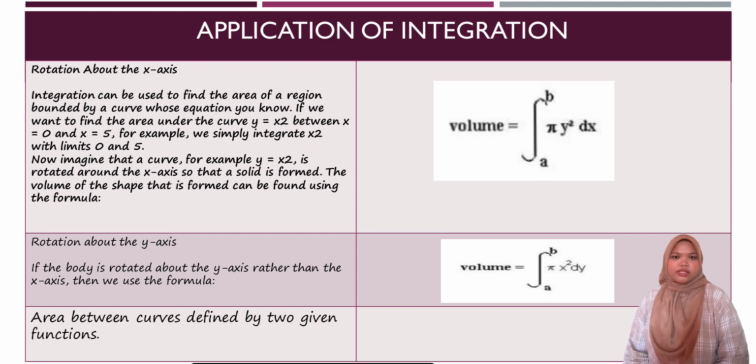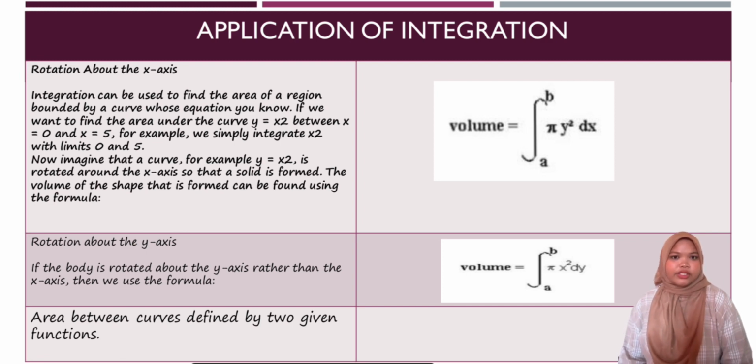Rotation about axis X. Integration can be used to find the area of a region bounded by a curve whose equation you know. If you want to find the area under the curve y equals x squared between x equals 0 and x equals 5, for example, we simply integrate x squared with limits 0 and 5.